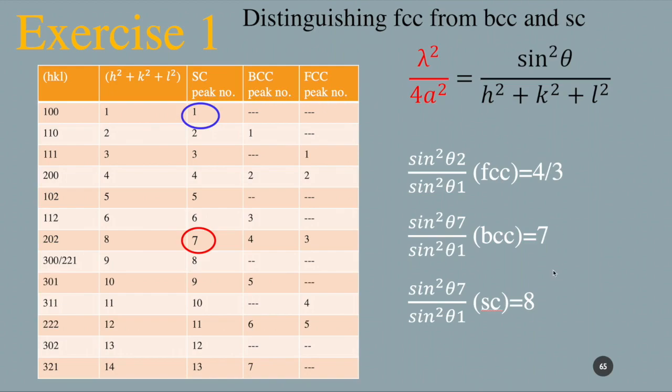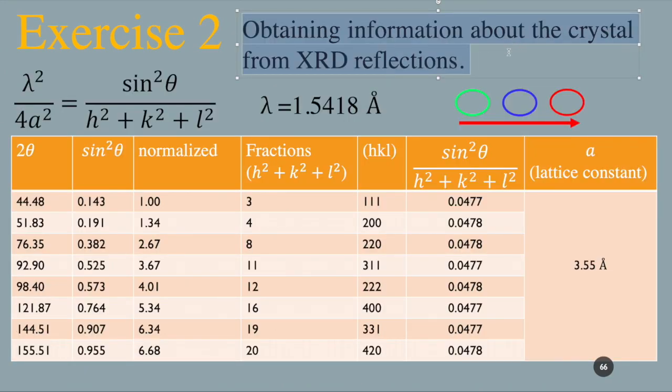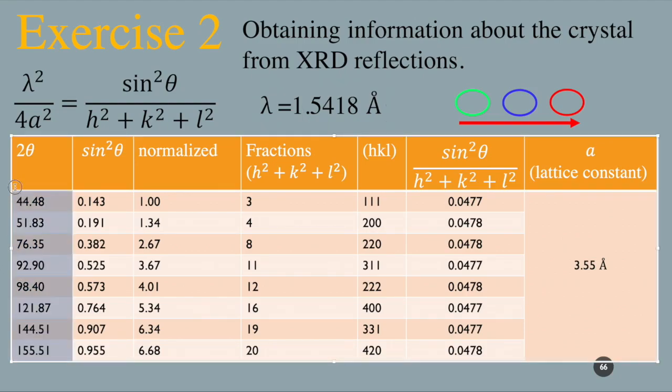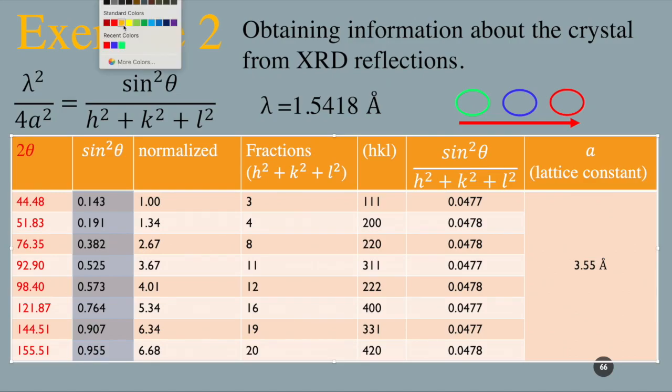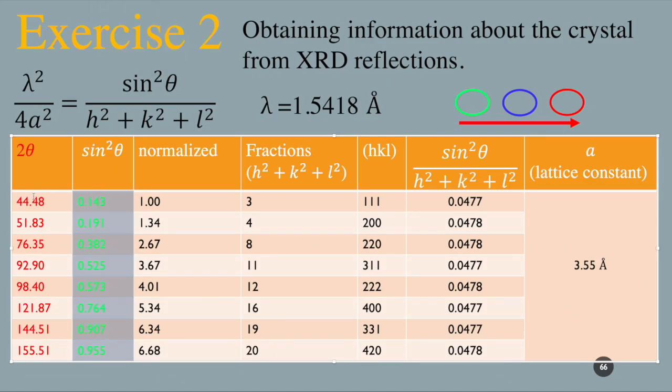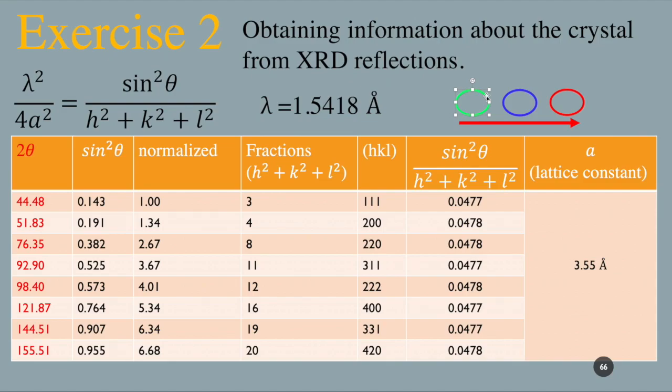In exercise 2, we obtain information about the crystal from XRD reflection. Again, we have this equation, and we have this figure from the XRD pattern. We obtain the 2 theta values. So the first thing we do is try to get sine square theta for all of these. From 2 theta to sine square theta, it's easy, we obtain this one. And then we normalize. How do we normalize? We divide everything by the first value, 0.0. We obtain this one.